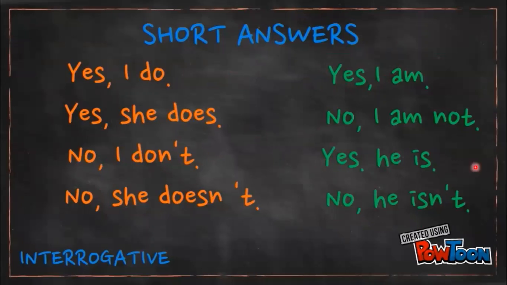And in present continuous, obviously you answer with verb to be, right? So it's like, are you playing? No, I am not. Is he playing? No, he is not.